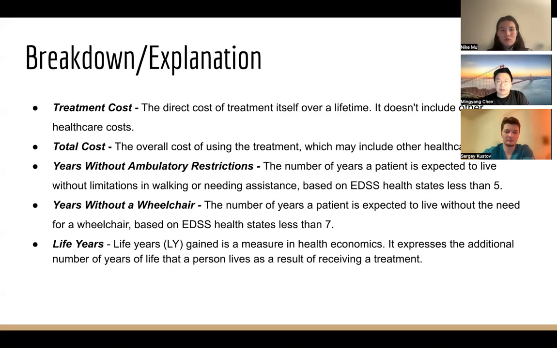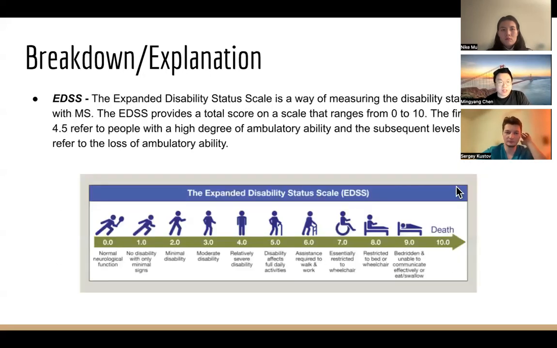Years without ambulatory restrictions means the number of years a patient is expected to live without limitations in working or needing assistance, and it is based on EDSS health states less than 5. And years without a wheelchair means the number of years a patient is expected to live without a need for a wheelchair, based on EDSS health states less than 7. And life years, again, is a measure in health economics. It expresses the additional number of years of life that a person lives as a result of receiving a treatment. And next slide.